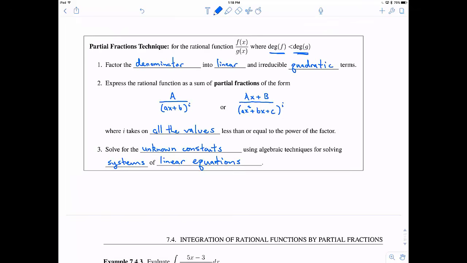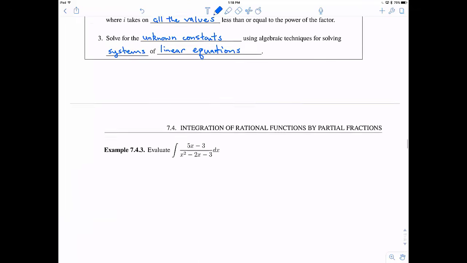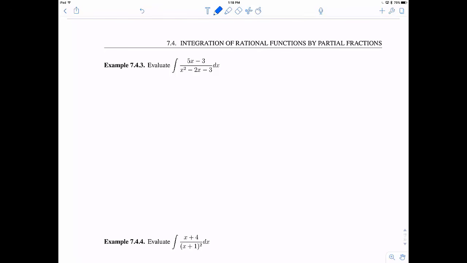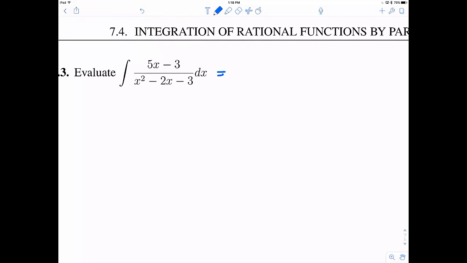All right, let's do one of these examples out in completeness. We're not going to assume that we know what the answer is for this one. So evaluate, and we see we have a nice rational function. The degree of the numerator is less than the degree of the denominator. So the first step is to factor the denominator. It looks like it'll be (x - 3)(x + 1).